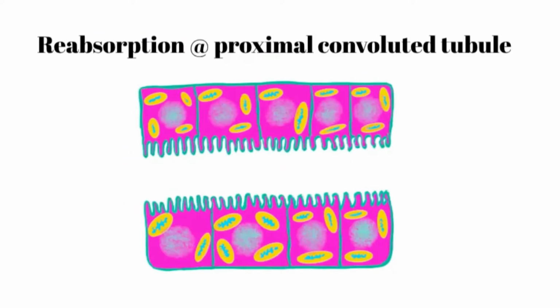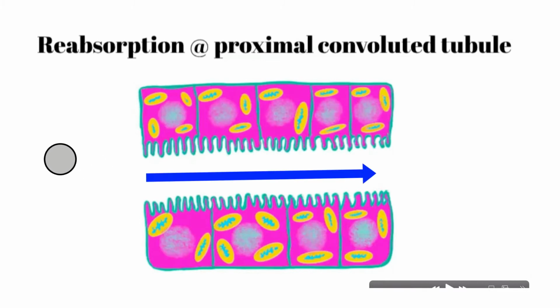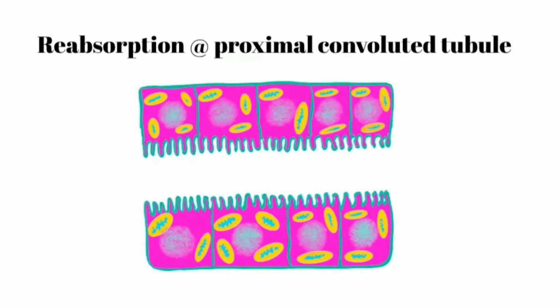Okay, so let's take a look at the proximal convoluted tubule. This right here would be the lumen of the proximal convoluted tubule, coming from the glomerulus, which in this case we're going to say is on the left. So filtrate is moving from left to right towards the loop of Henle, which would be somewhere downstream on the right.